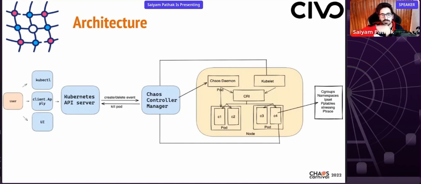Then it will get the result of this and give back, so that you have what was the overall result of this particular chaos. Then you can observe that, see the events and stuff like that. So that is how Chaos Mesh looks architecture wise.